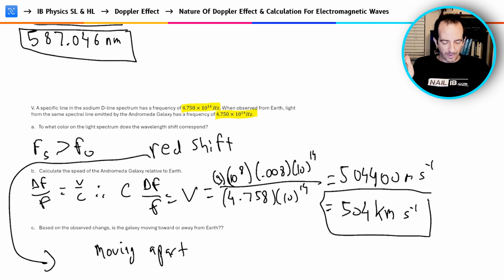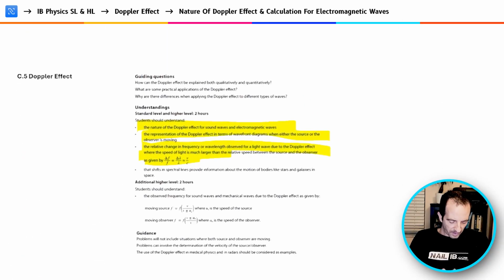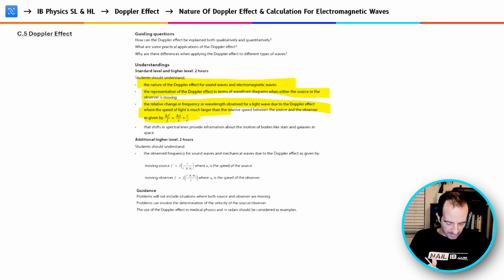Good. So we covered a lot of material there. I think we actually got through almost all of the first set of standards. We even looked at spectral lines in that last question.